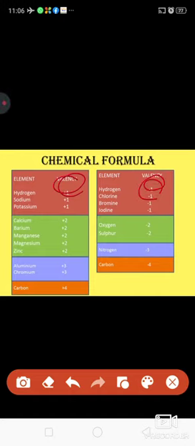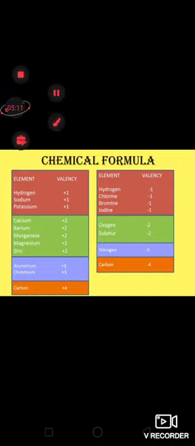What does it mean? Carbon also shows both positive 4 and negative 4. In the case of carbon, it has 4 electrons in its outermost shell. It means it can neither gain nor lose electrons. It shares electrons. That is why we consider both positive valency and negative valency for carbon, because it shares electrons.